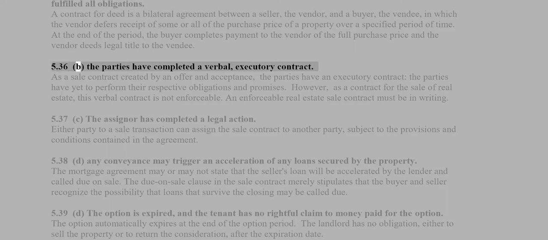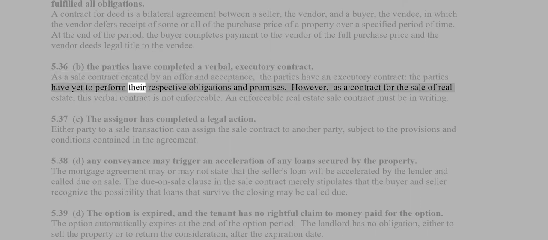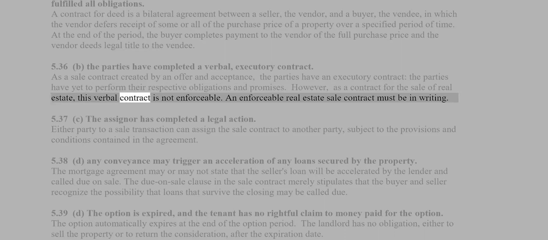5.36 B. The parties have completed a verbal, executory contract. As a sale contract created by an offer and acceptance, the parties have an executory contract. The parties have yet to perform their respective obligations and promises. However, as a contract for the sale of real estate, this verbal contract is not enforceable. An enforceable real estate sale contract must be in writing.